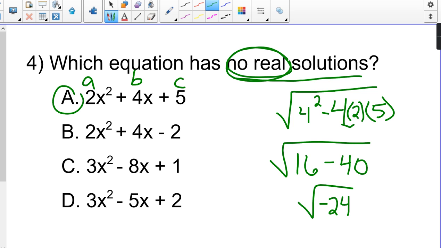So choice A has no real solutions because of that negative inside the radical. We cannot take the root of a negative number. So if we have a negative inside the radical, that means our discriminant is negative. Our solutions are not real.